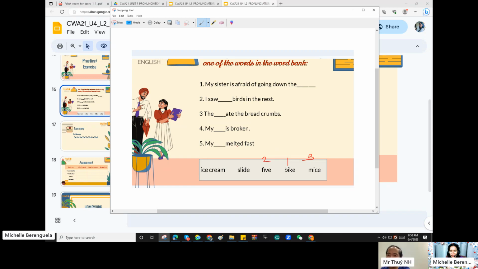My ice cream is broken. Oh, your ice cream is broken? Are you sure? It's a slide. We cannot break the ice cream. Okay, five. My ice cream melted fast. Okay, so yeah, you've got all the correct answers. Okay, bike, five, mice, slide, and ice cream.